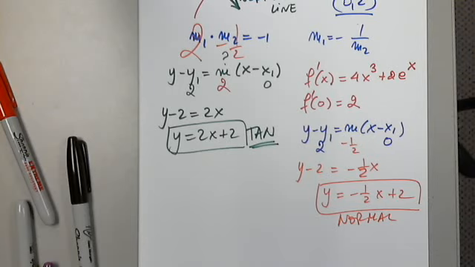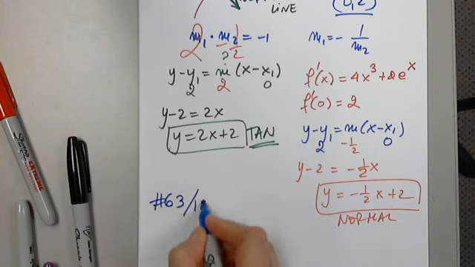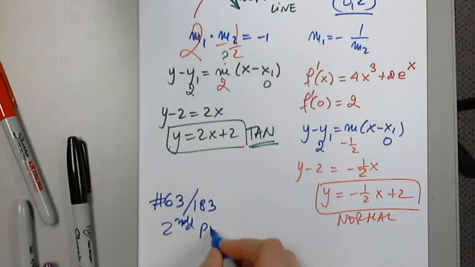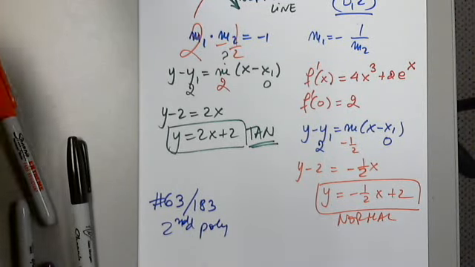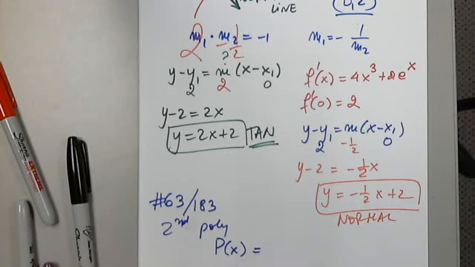Let's look at 63, on page 183. Find the second degree polynomial. I didn't mean to write it down. So they can be polynomial P of x, they say, that fulfills the given conditions. Can anyone give us the most general second degree polynomial, which means quadratic?